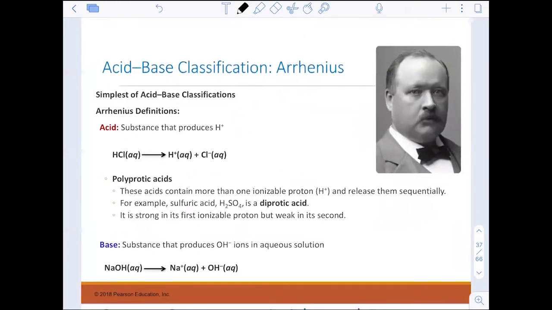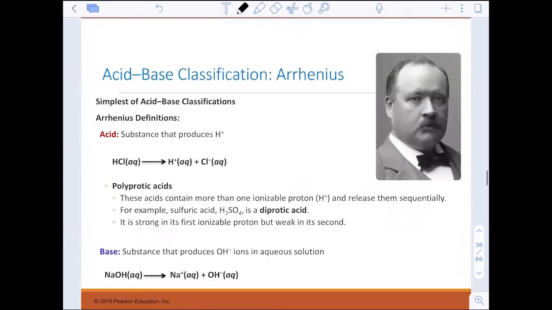Now, where did all of this acid and base definitions come from? It was from this guy right here. His name is Svante Arrhenius, a Swedish scientist. He was originally a physicist, but then he moved to the dark side and found chemistry. He actually received the Nobel Prize in Chemistry in 1903 due to his work on ionic dissociation.